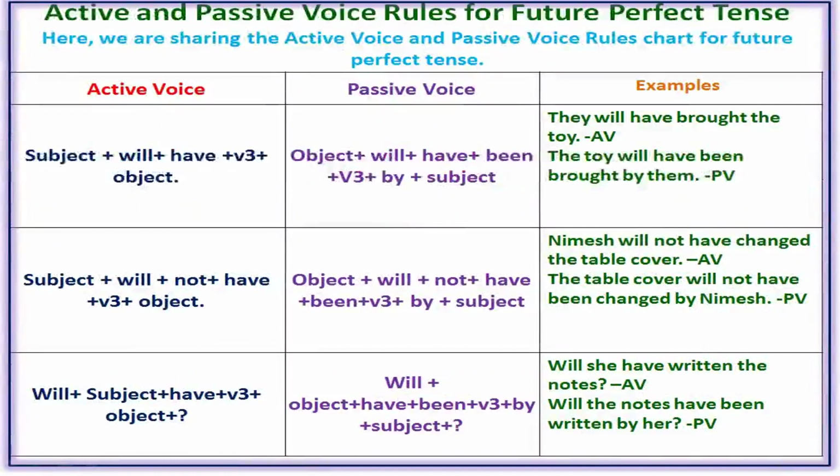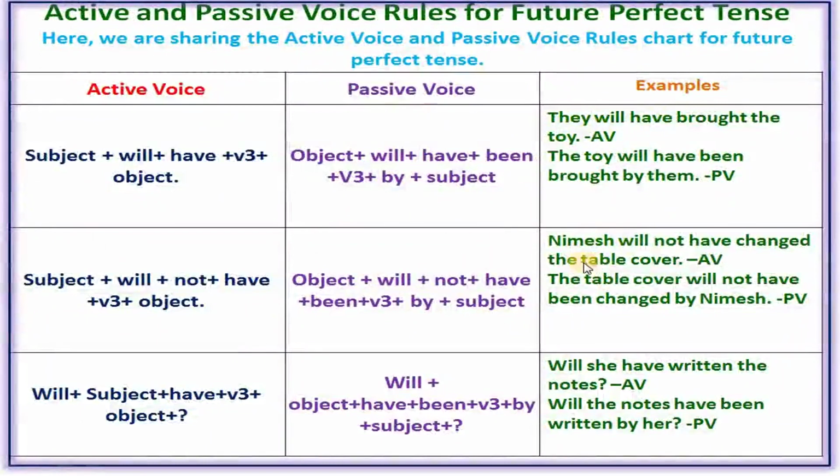Future perfect tense. The active voice in future perfect tense is subject plus will plus have plus V3 plus object. And the passive is object plus will plus have plus been plus V3 plus by plus subject. So, examples: "They will have bought the toy" in active voice. In passive voice, "The toy will have been bought by them," because the toy is the object and they is the subject.